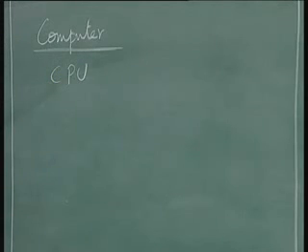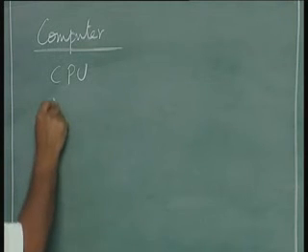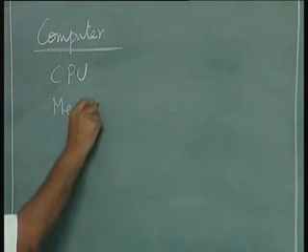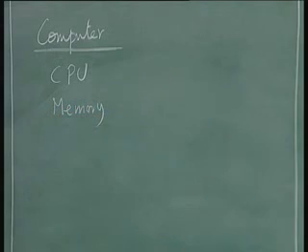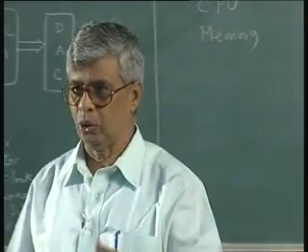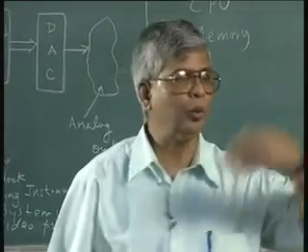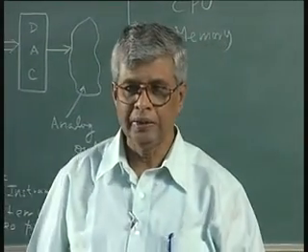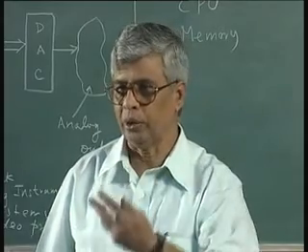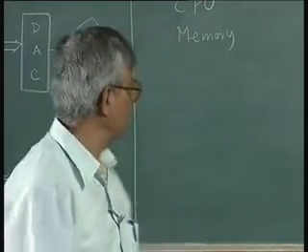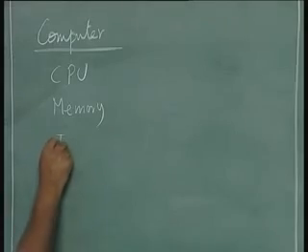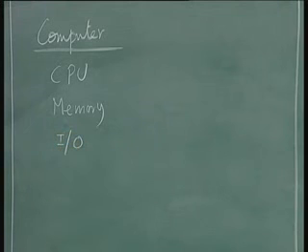and then what else do you have? Memory. Memory is required in a computer to store program and data. I need to have a program to run, so I need to store it somewhere, and I need data for input and output, and it has to be stored. And then what? Input, output unit. How am I going to put the input into the computer? How am I going to get the output of the computer? So input, output units.